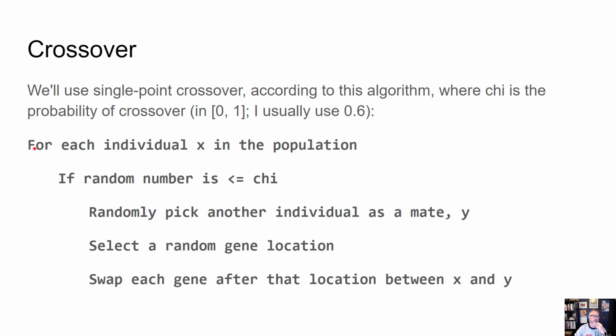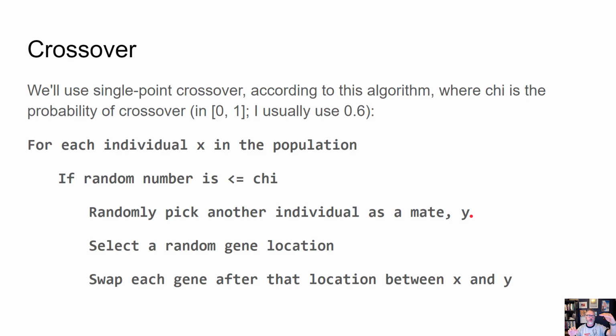So here's how it works. For every individual in the population, we roll a dice. We choose a random number between 0 and 1. If it's less than or equal to chi, that means we're going to perform a crossover. So chi, in a sense, is your likelihood of mating if you're an individual in this population. So if the random number is less than or equal to chi, then we pick another individual as a mate, and that's y. Okay, so now I have x and y.